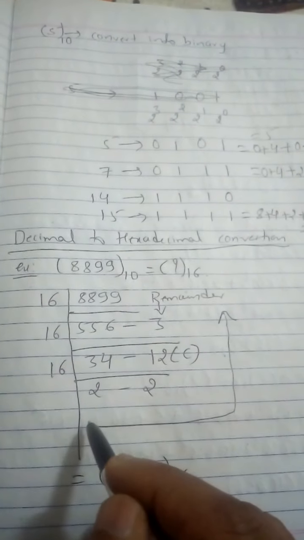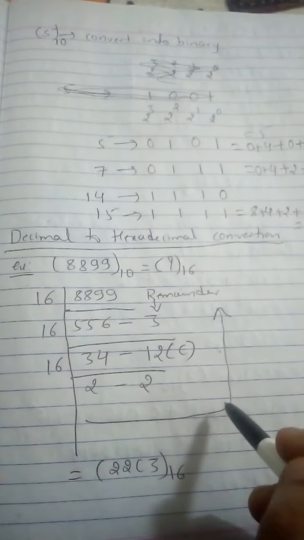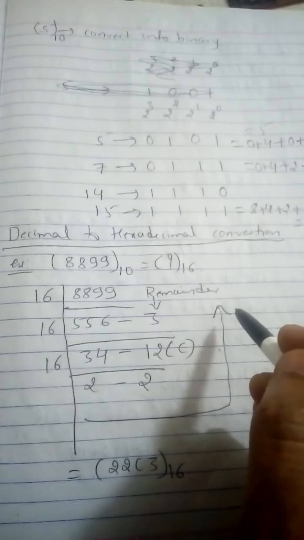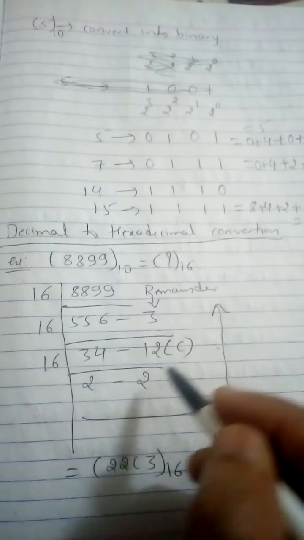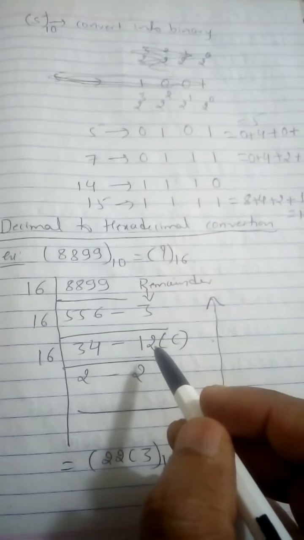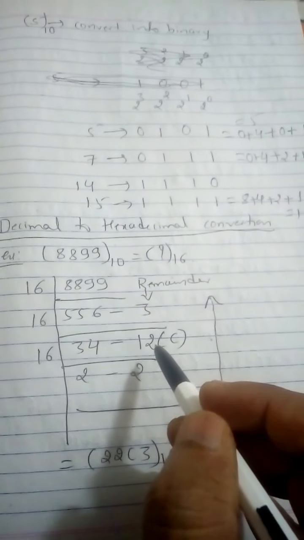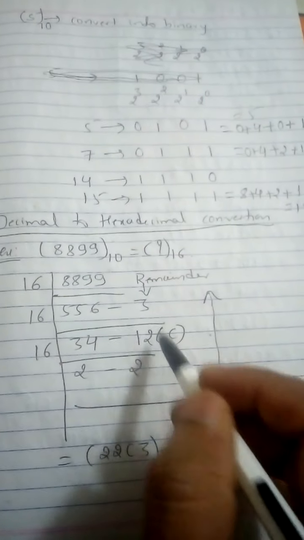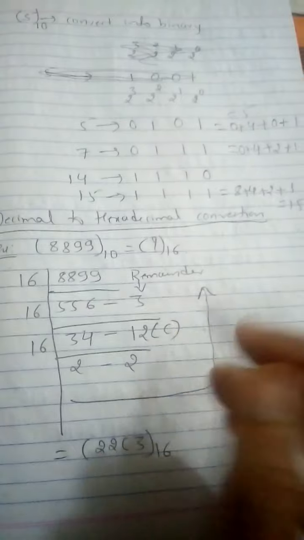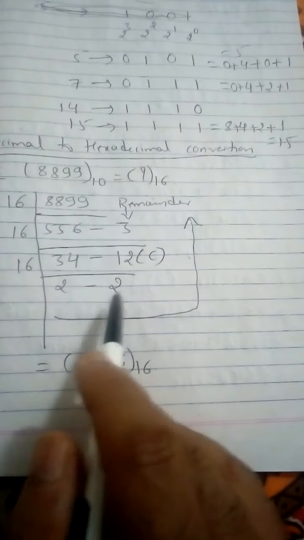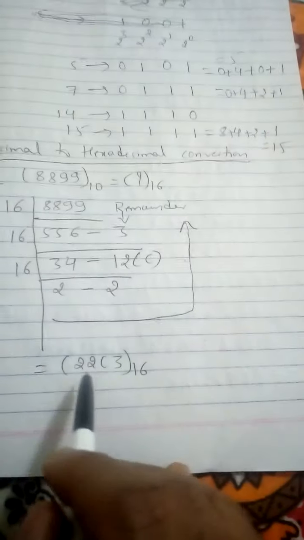I need to take the bits from bottom to top. Okay, and I am not taking 12 as the answer, because in the case of a hexadecimal number, 12 is represented by C. So the answer would be 2C3. 2C3. I'm taking one more example.